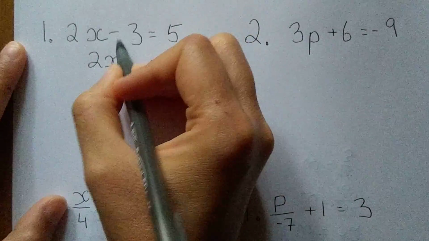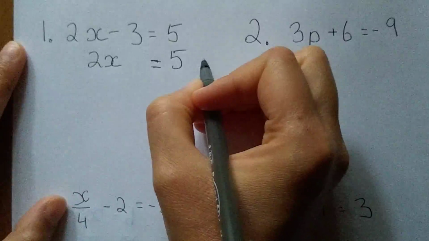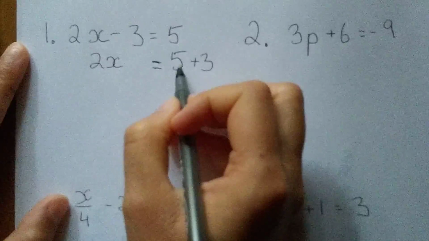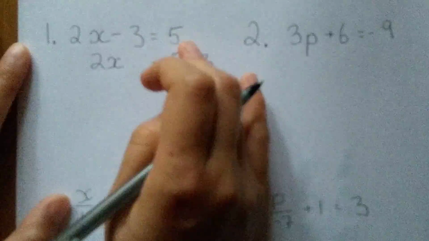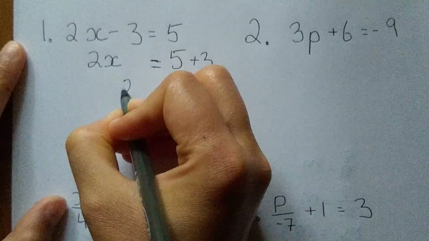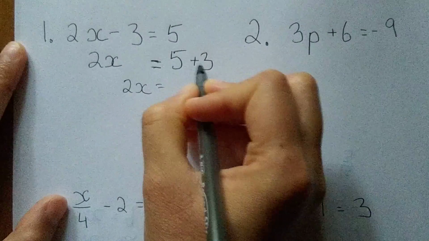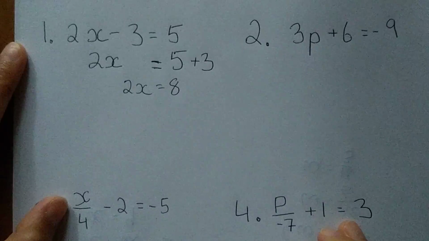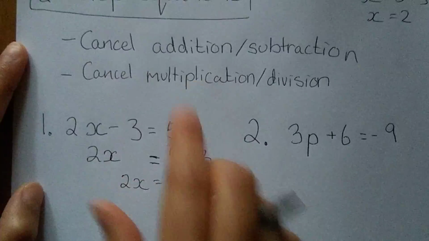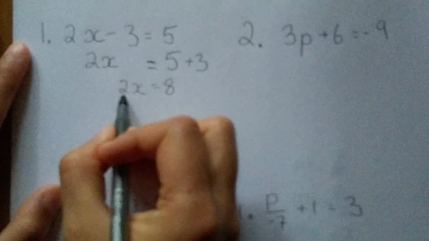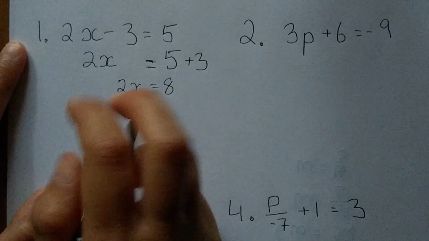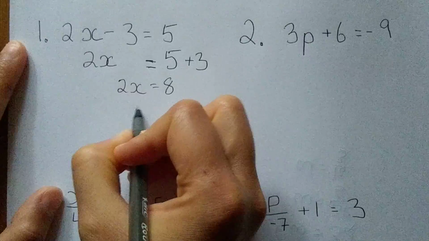And when you take a minus 3 from the left side and move it to the right side, it has to become plus 3. The 5 doesn't change. It doesn't become negative 3 because it was already on the right side of the equation. So then you'll get 2x equals 5 plus 3, which is 8. Once you've done that, then you can cancel the multiplication or division step. So 2 is multiplied by x, which means that to cancel it, we need to do the opposite of multiplication on the other side.